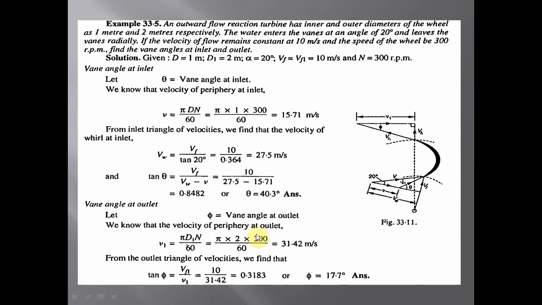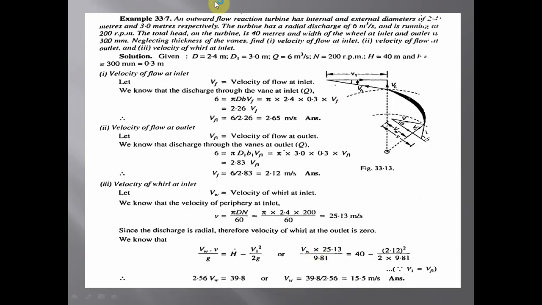We also know the velocity of the wheel at outlet is V1 equal to pi D1 N divided by 60, that is pi into 2 into 300 divided by 60, that is 31.42 meters per second. From the outlet velocity triangle, we find that tan phi is equal to Vf1 divided by V1, that is 10 divided by 31.4, that is 0.3183, or phi is equal to 17.7 degrees.